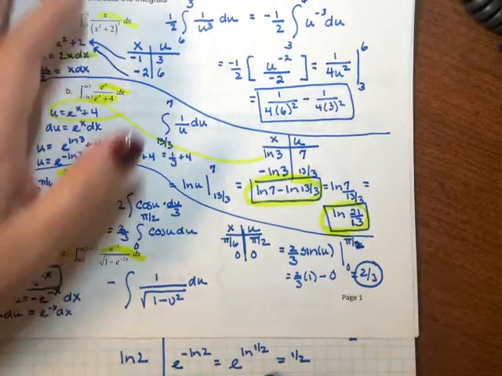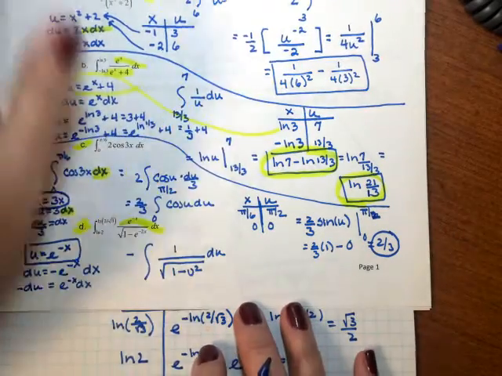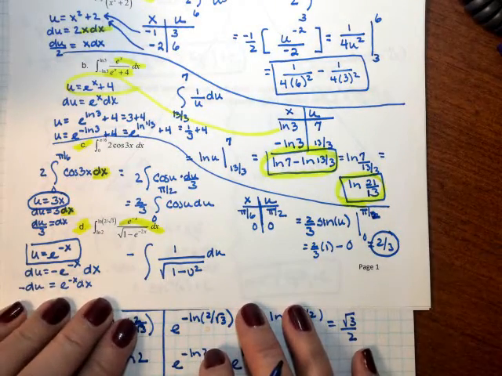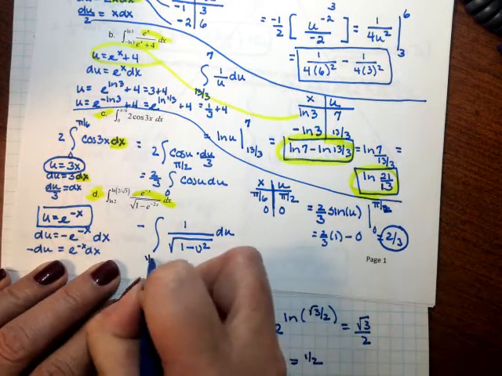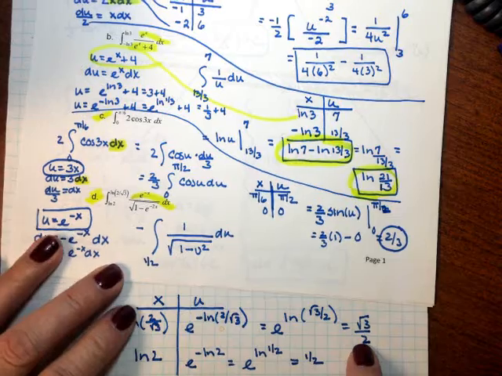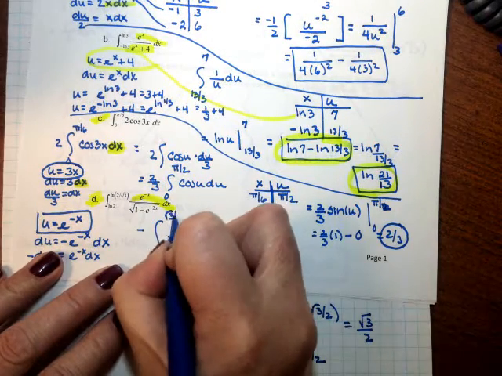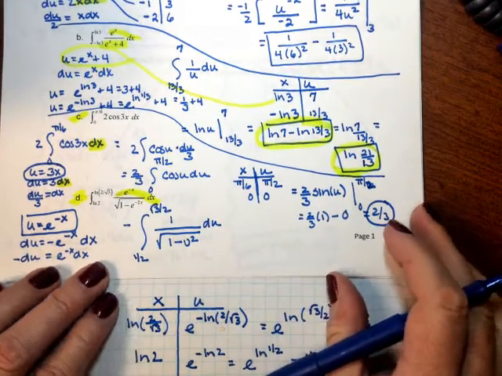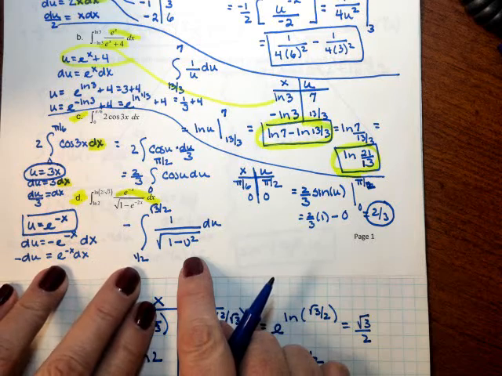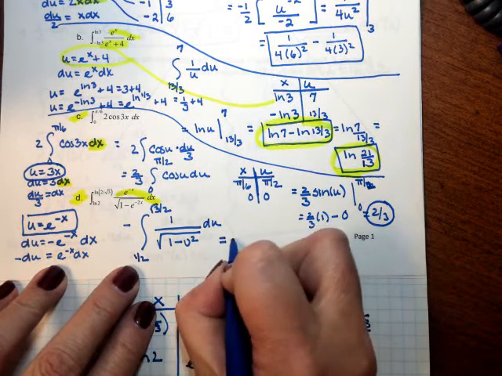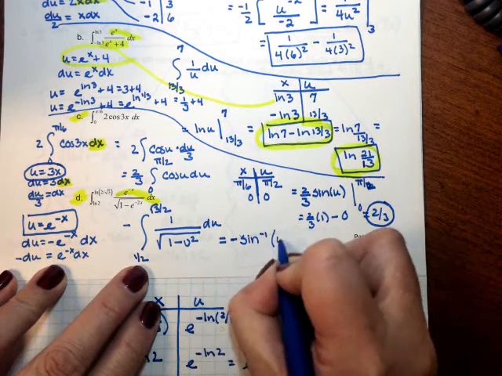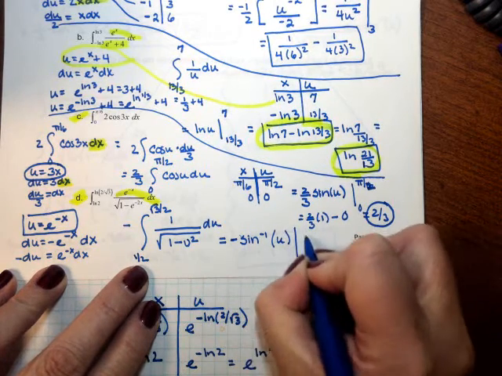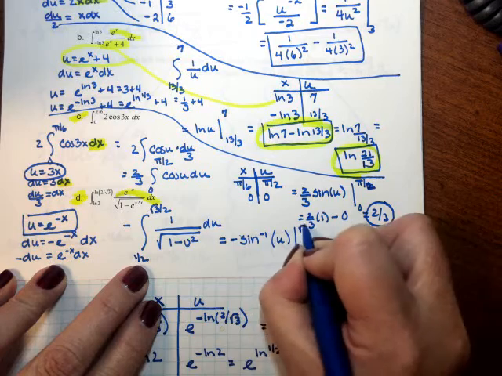So now I have my new bounds. Again, my lower bound is 1/2. My upper bound is the square root of 3 over 2. So now I've got my integral for the inverse sine. So I have my negative inverse sine of u, and again, I need to evaluate this from 1/2 to square root 3 over 2.